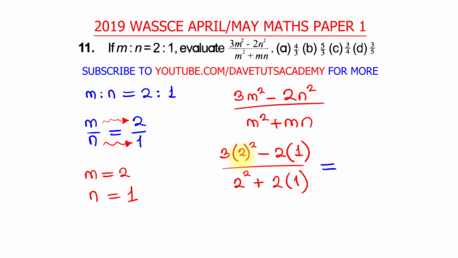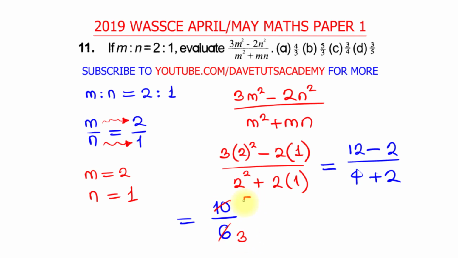If we evaluate that, 2 raised to the power 2 is 4, 4 times 3 is 12, minus 2 times 1, that is 2, divided by 2 raised to the power 2, which is 4, plus 2 times 1, that is 2. So we have 12 minus 2, that is 10, over 4 plus 2, that is 6. We can divide the numerator and denominator by 2. 2 can go in 6, we have 3. 2 can go in 10, we have 5, such that the solution to this question is 5 over 3. If you look at the options we are given, option B is 5 over 3, and that is the answer to this question.